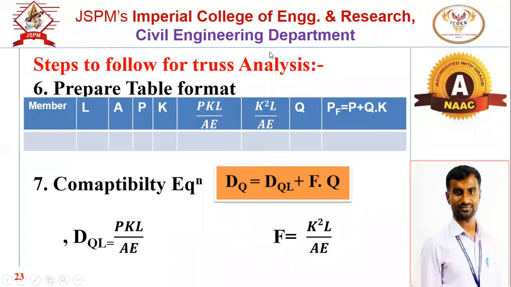Now once you get the value of Q, we have to get the final member forces. The most important point in this table is sign convention. Note down in your notebook: tensile forces are positive, compressive forces are negative. These are the sign conventions we are going to apply for this particular chapter. So these are the steps you have to follow.